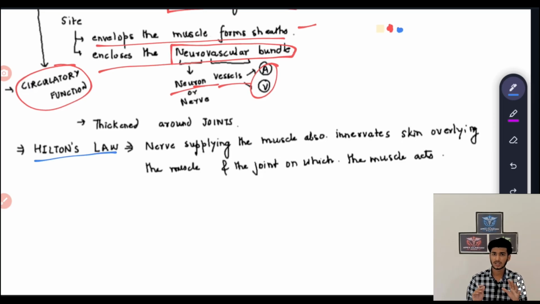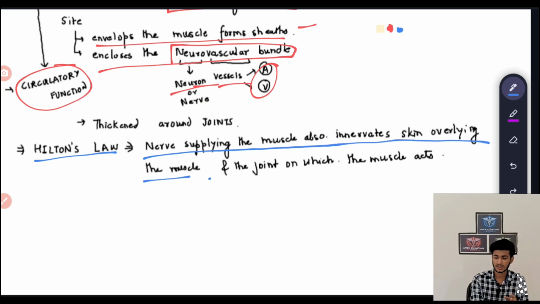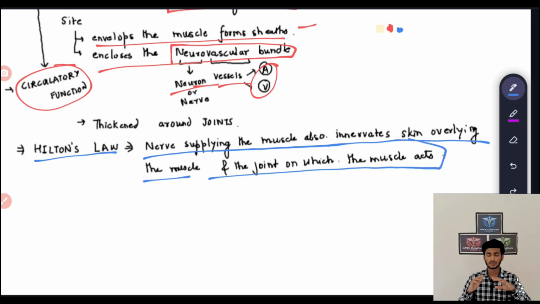Hilton's law says that the nerve supplying a muscle also innervates the skin overlying the muscle and the joint on which the muscle acts. So the nerve which supplies the muscle will also supply the skin present over the muscle, and it will also supply the joint of the muscle. This was all about Hilton's law.